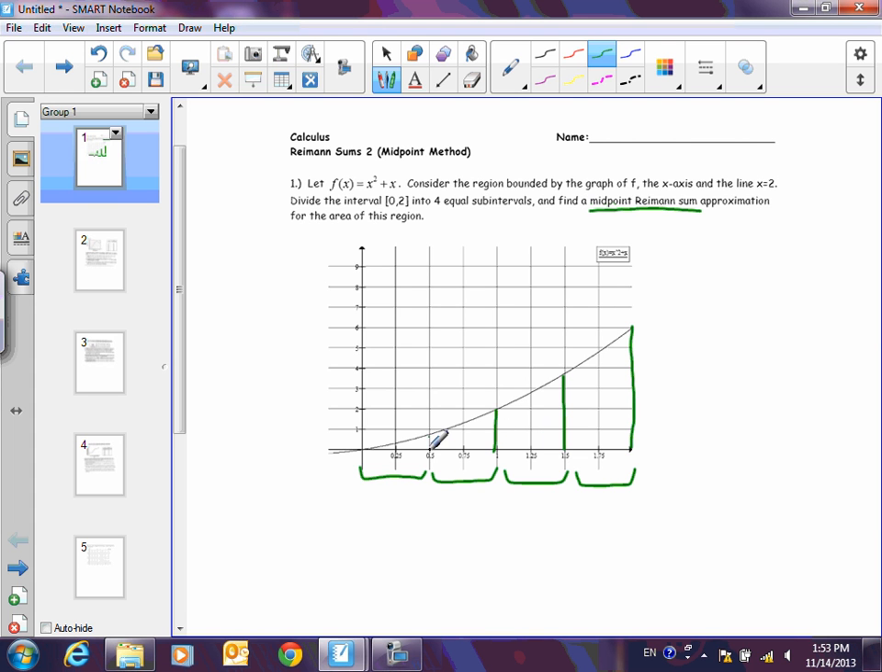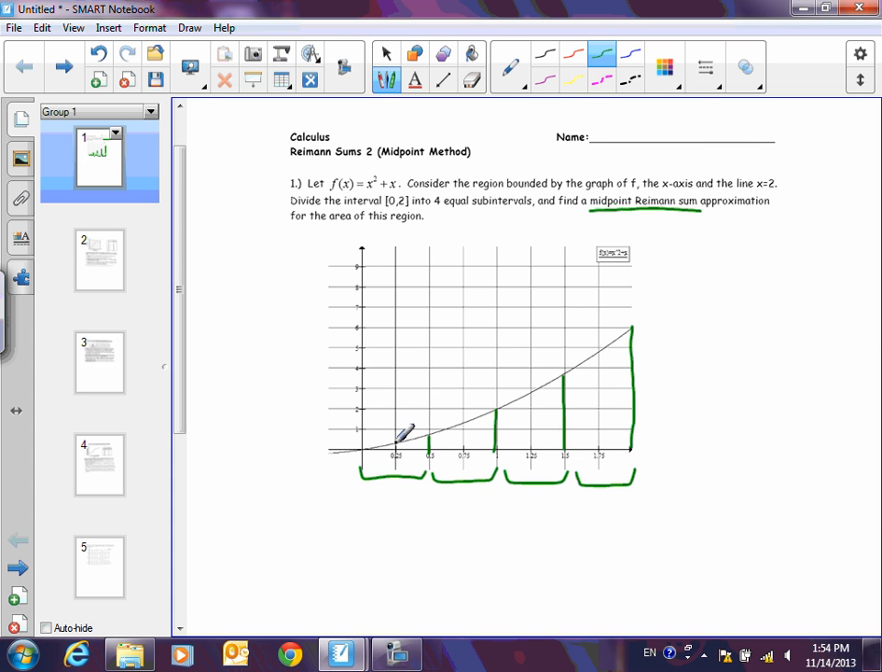But instead of doing left rectangles or right rectangles and averaging or doing trapezoids, we're going to do something different. So this is another type of Riemann sum. The nice thing is the name tells you which one. What we're going to do is take the midpoint of the x's. So in this first subinterval, the x midpoint would be 0.25, and it's already listed there, so that's nice.